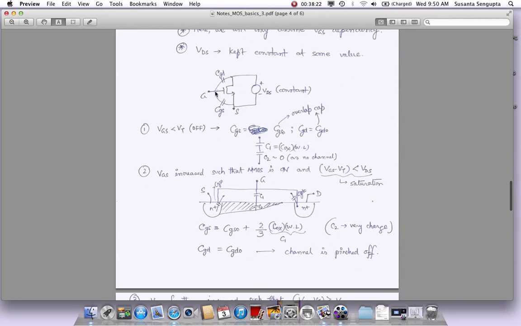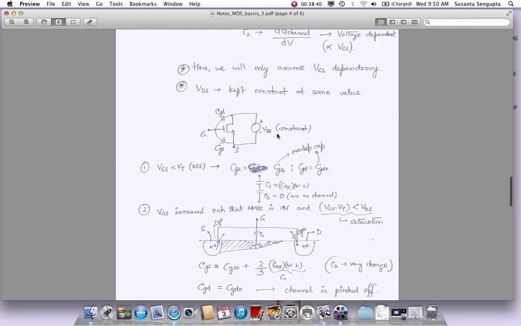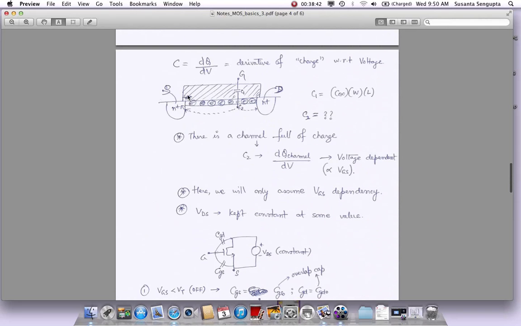And so what will you see from gate to source then? You're not going to see any of this capacitance through the channel. So from gate to source, you will only see the overlap capacitance, CGSO. And gate to drain also, you will only see the overlap capacitance, CGDO. So this is what you see when the channel is off. You see only the overlaps when the channel is off.